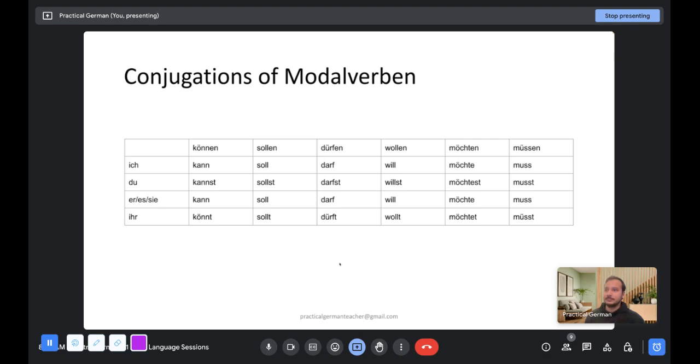Ihr könnt. Ich soll, du sollt, sie soll, ihr sollt. Ich darf, du darfst, sie darf, ihr dürft. Ich will, du willst, sie will, ihr wollt. Ich müsste, du müsstest, sie müsste, ihr müsstet. Ich muss, du musst, sie muss, ihr müsst.